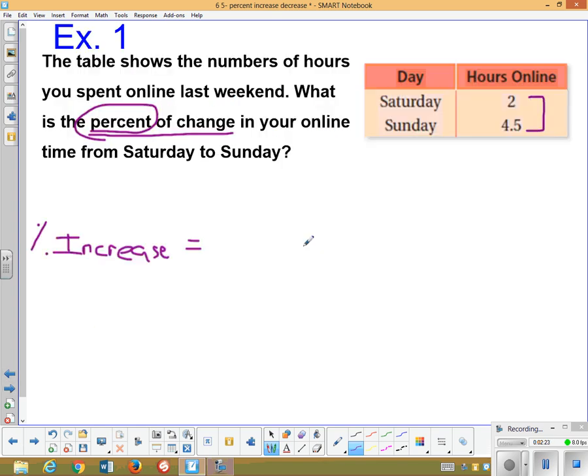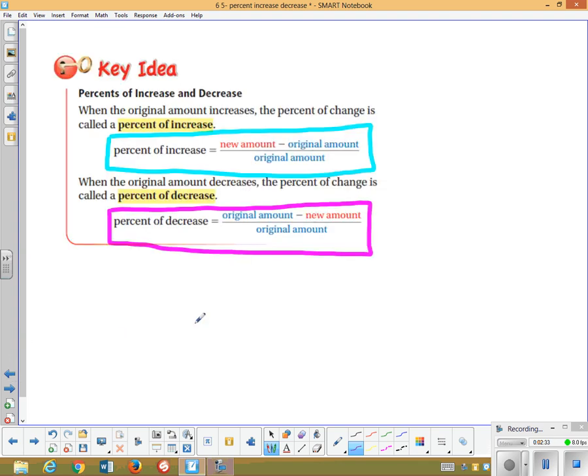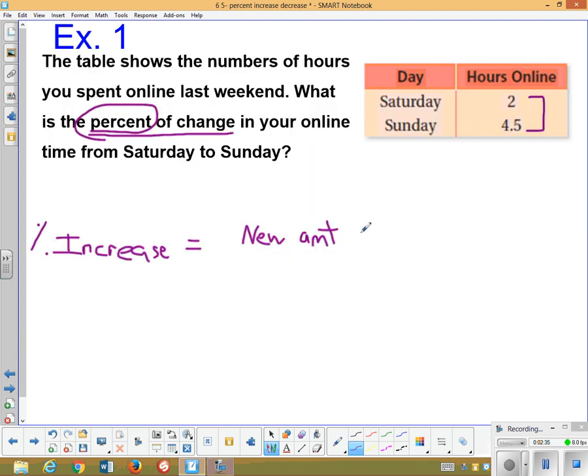So I'm going to copy the same thing down. I'm putting here new amount subtract, and if you look back at your notes, it says subtract the original amount. So, original amount, divided by the original amount. Make sure you copy down everything that I'm writing down. So how is this going to be solved? Let me finish writing this down.